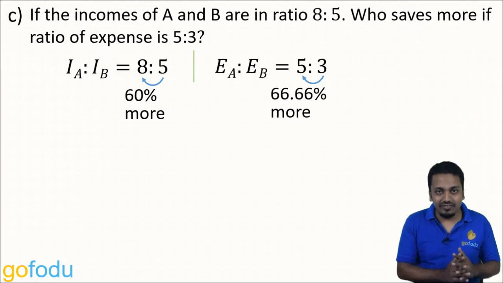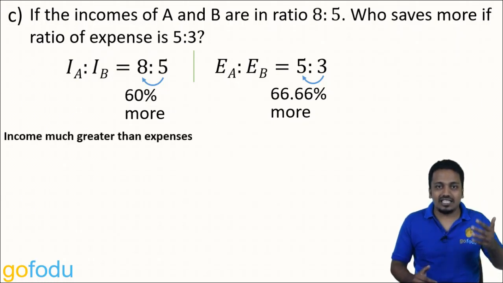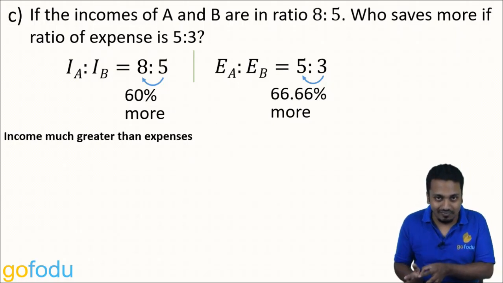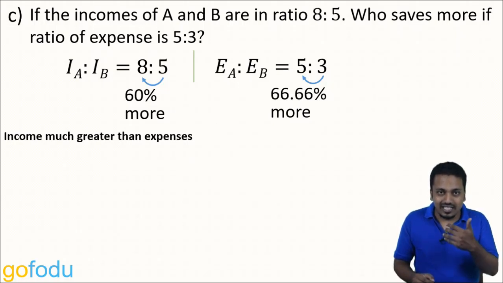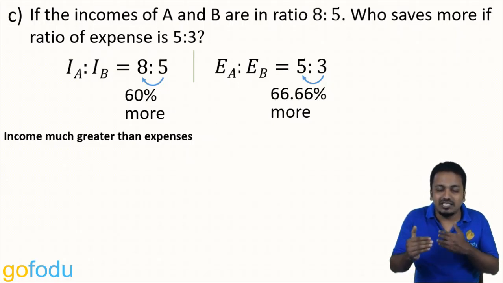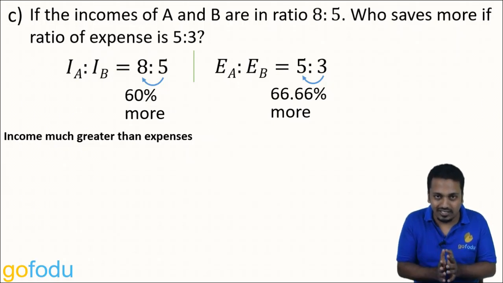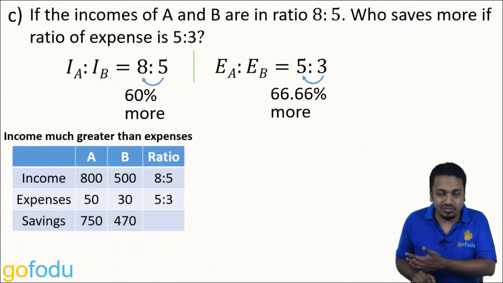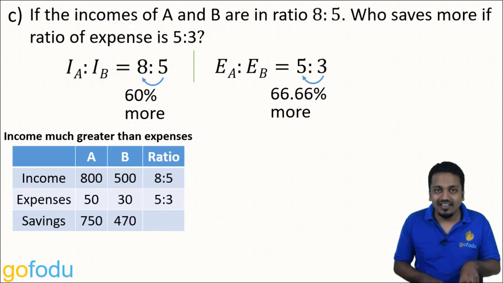If we take the case when income is much greater than the expense, or expenses are very small compared to the income, and as expenses are very small, A's expense would be slightly more than B's expense. They will be very close to each other. Given below are some example values to explain this better.